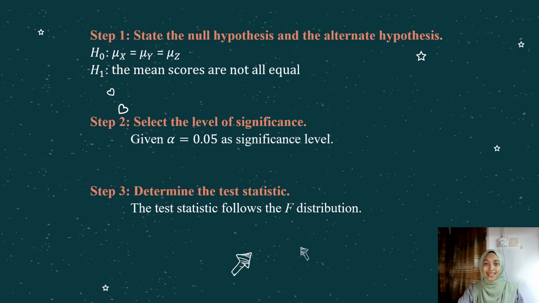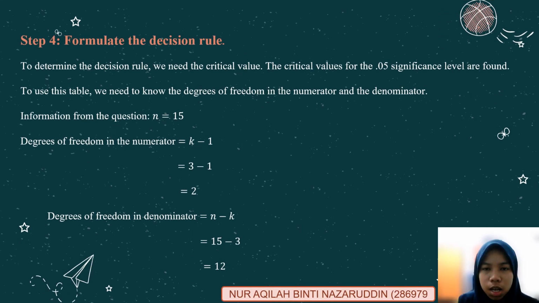Step number 1. State the null hypothesis and the alternative hypothesis. H0: mu x equal to mu y equal to mu z. For alternative hypothesis, H1: the mean scores are not all equal. Step number 2. Select the level of significance. Given alpha equal to 0.05 as significance level. Step number 3. Determine the test statistic. The test statistic follows F distribution. Step 4. Formulate the decision rule.